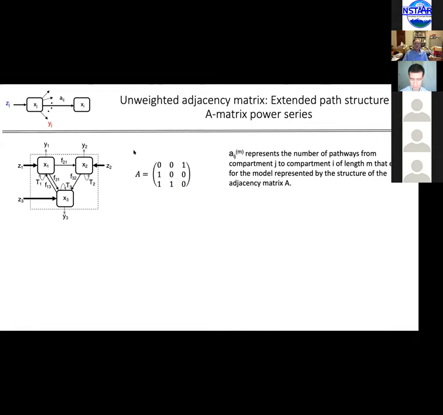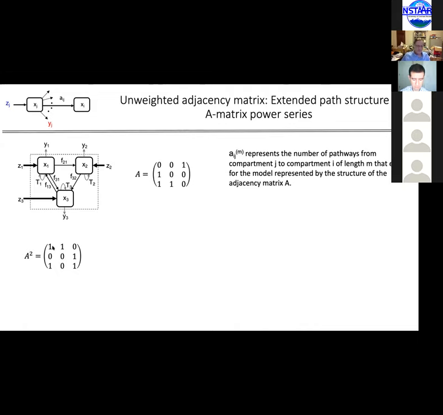So we can do a power series of the A matrix, which represents the number of pathways from compartment J to I over whatever the power M is. So for example, if we square this adjacency matrix, we get an additional two entries here that I'm going to show you how they get there.